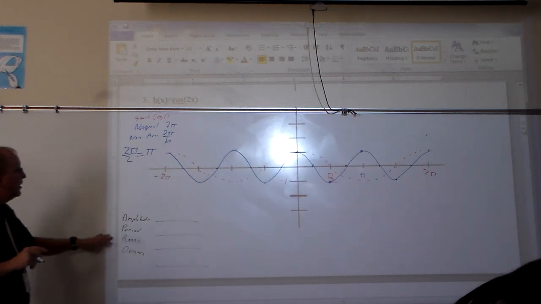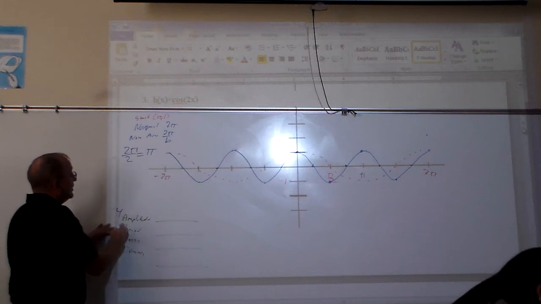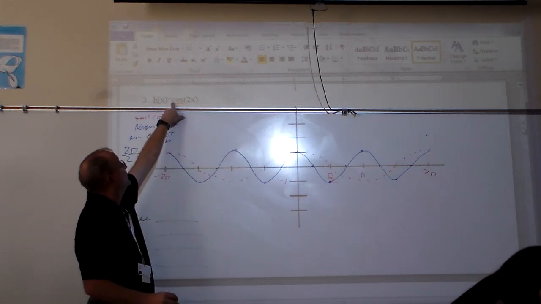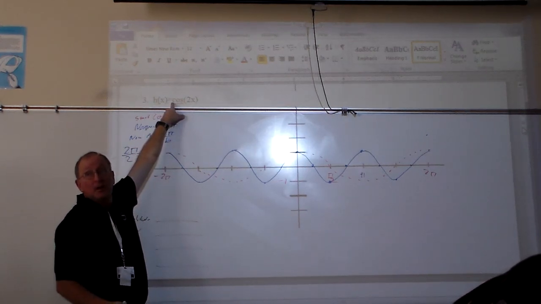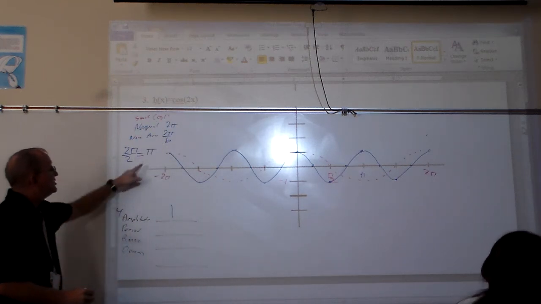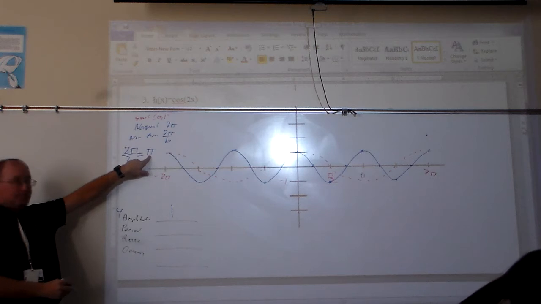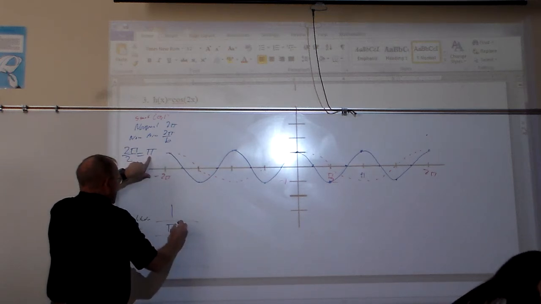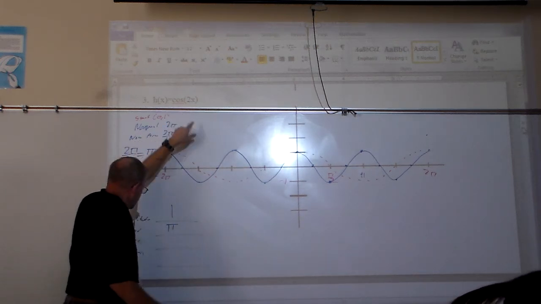And now I need to answer these questions. This is part of number 4. The amplitude is the number in front of the cosine. Is there any number in front of cosine? 1. That's right. It would be 1. The period we just did right here. What is the new period? Pi, because it's 2 pi divided by whatever number's in front of x, just 2.